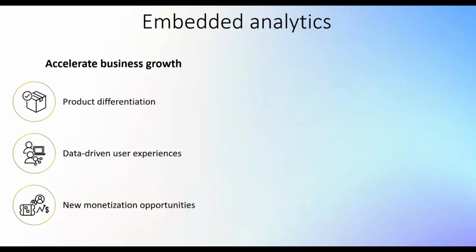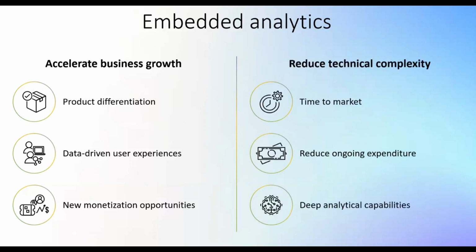Next, how can you get that? QuickSight enables our customers to reduce technical complexity by reducing the time to market, which means we make it very easy for our customers to create those dashboards and embed them into business applications where they are. And second thing is reducing ongoing expenditure. What we mean there is that the maintenance of these dashboards, the maintenance of this embedded analytics, is reduced with your ongoing changes. It's just making changes in one place and then replicating that into your application automatically.